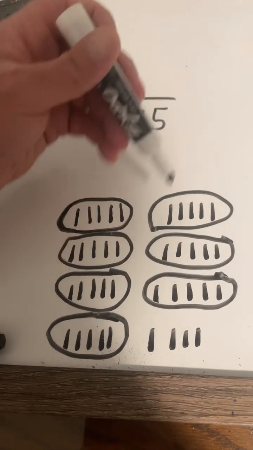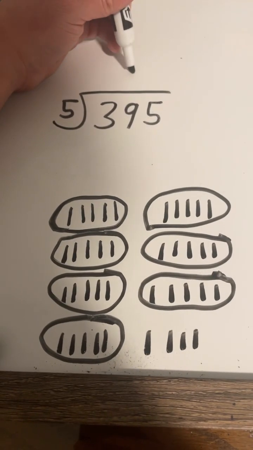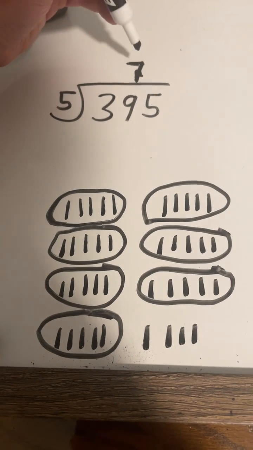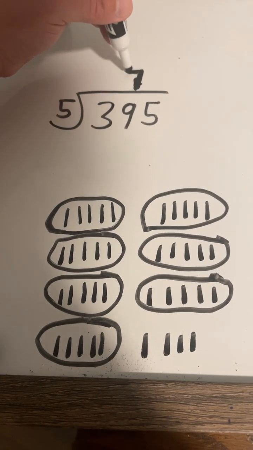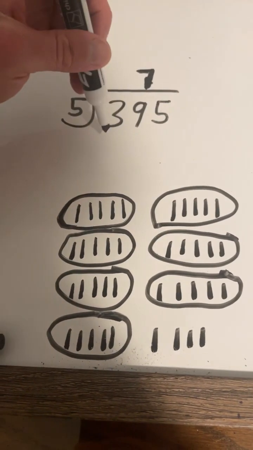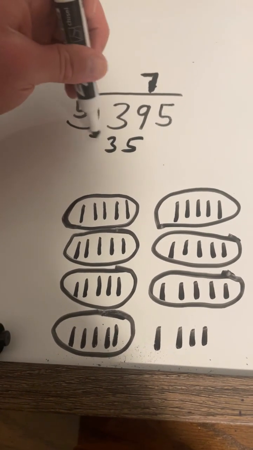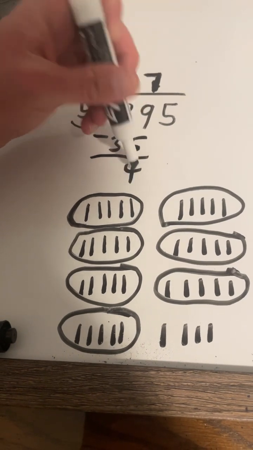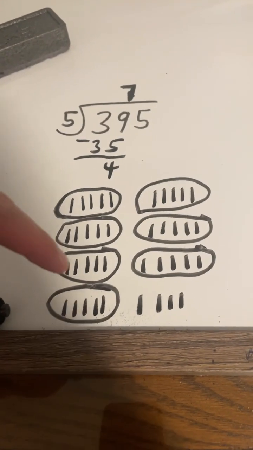So within my 7 groups, 39 divided by 5 equals 7. So we'll put 7 up here. Within my 7 groups, I had 35 tallies that are actually inside the circles. So I'm going to do 39 minus 35. 4 is our remainder.